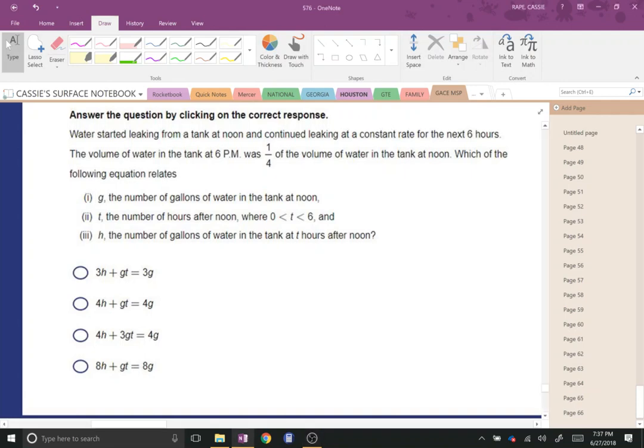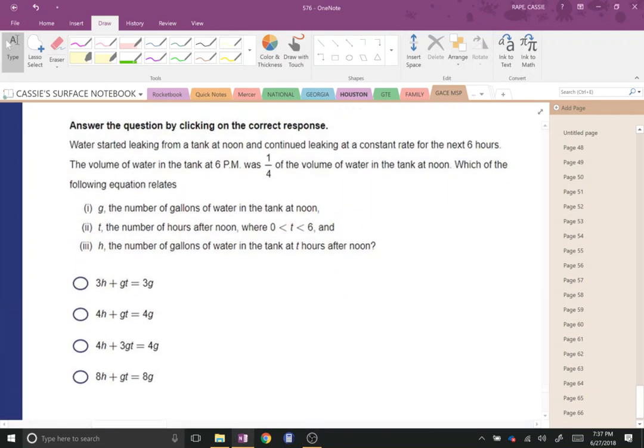All right, this is number 44, and it has to do with some kind of a tank that starts leaking at a constant rate for 6 hours, and it started out full. I'm assuming it doesn't actually say that, but because it started leaking, it was full, but then only a quarter of the volume was left at noon, 6 hours later. Sorry. The volume was a quarter at 6 p.m., which was 6 hours after noon.